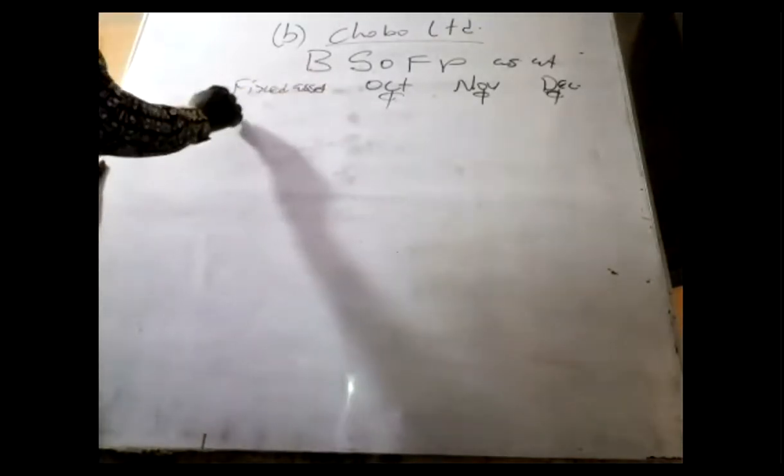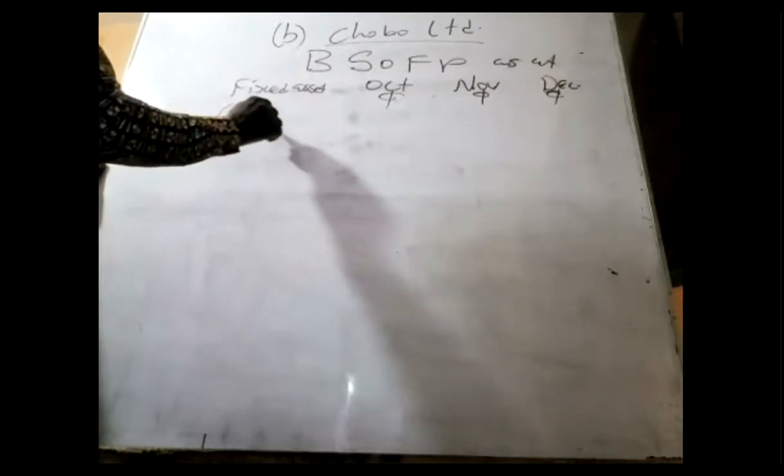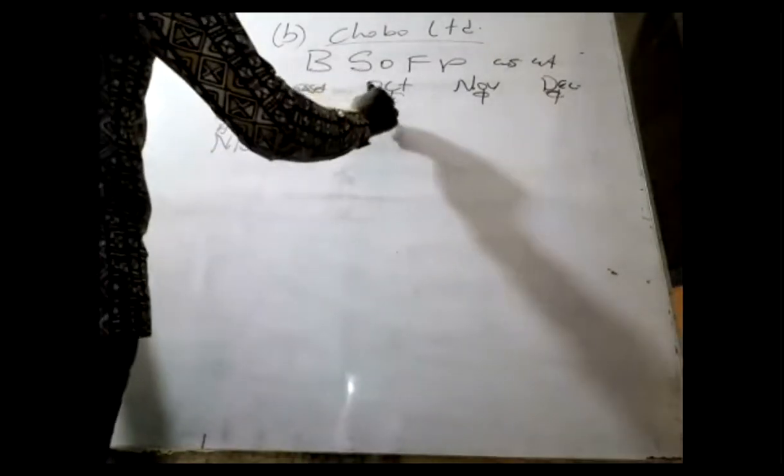Fixed assets, I'll put here cost, here accumulated depreciation, and here net book value. Their cost is 500,000. In November, they acquired 100,000, so 600. Very good.